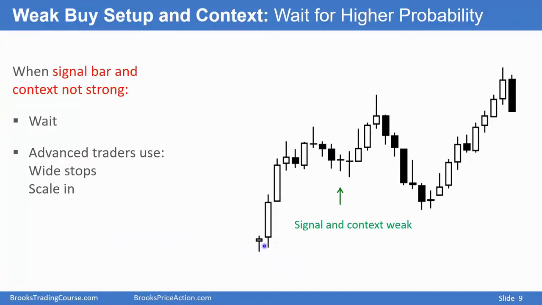Here we have a bull trend and a weak buy signal, a double bottom, or simply a pullback from a breakout to a new high. You can either wait for a stronger looking signal, or you can buy and use an appropriate stop and scale in. An expert trader would not hesitate buying above that bar or above this bar. He'd put a stop down here, and if the market went down further, he would buy more.